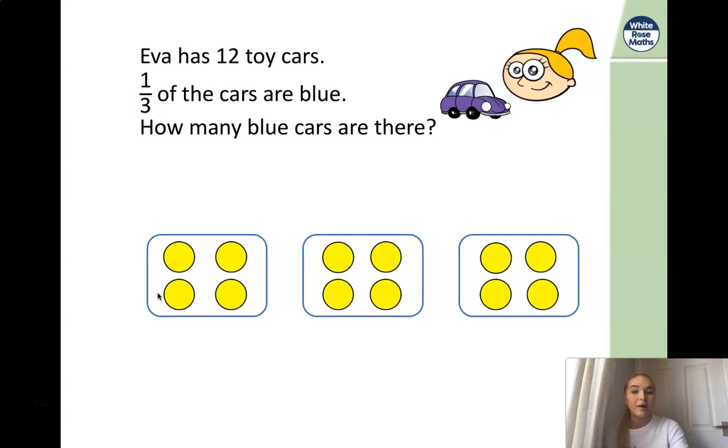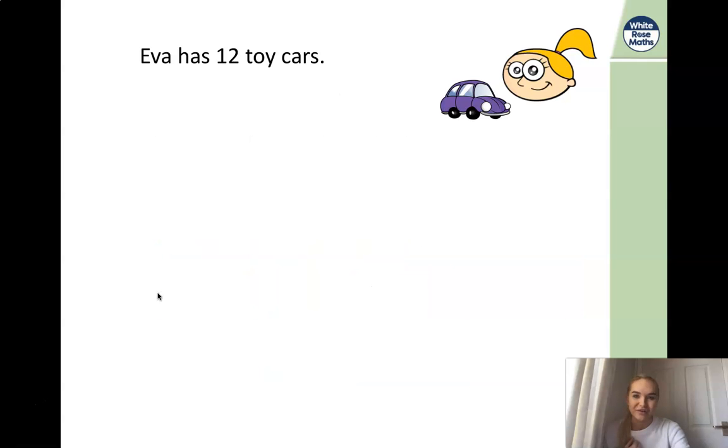And I can see that I am only looking for 1 of these 3 groups, and that is shaded here, giving me 4 blue cars. Well done if you got that right.